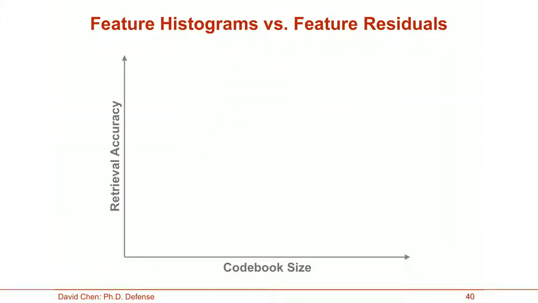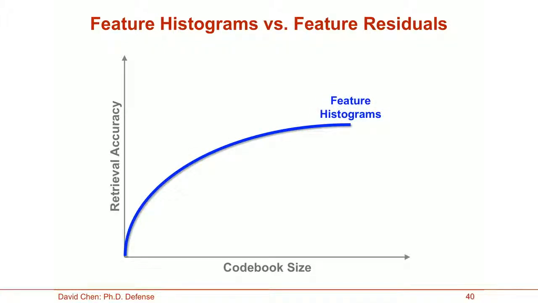Since my work has studied both feature histograms and feature residuals, I'd like to point out the most important difference between the two approaches. Earlier, we saw that for feature histograms, the retrieval accuracy increases as the codebook size increases. The same thing is true for feature residuals, except we can reach the same retrieval accuracy at a much smaller codebook size. This is because in addition to encoding which Voronoi cells are visited by the feature descriptors, we also encode where the feature descriptors land in these cells.